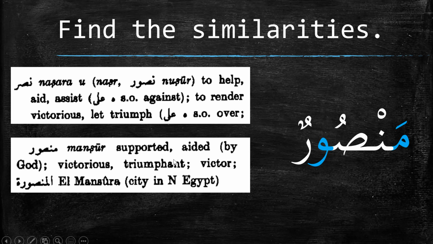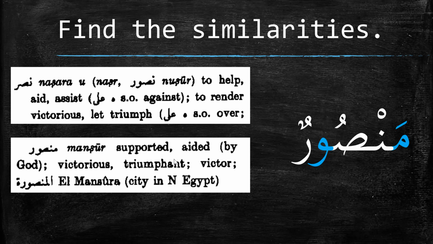So here what we see is that when the action of the verb happens to something in such a way that it is described by that action, then that is what the maf'ul form does. So the action of helping happens to something, and so it is helped. The action of aiding happens to something, so it is aided. The action of supporting happens to something, so it is supported. The action of making victorious happens to something, so if something is made victorious, then it is victorious.